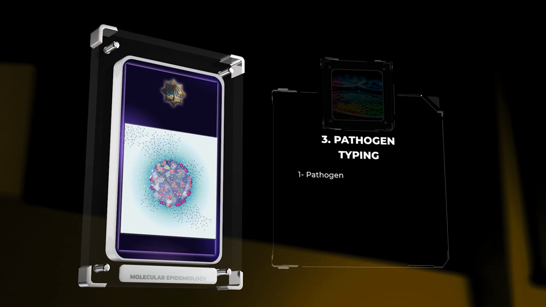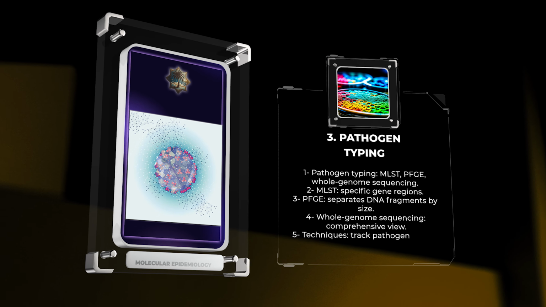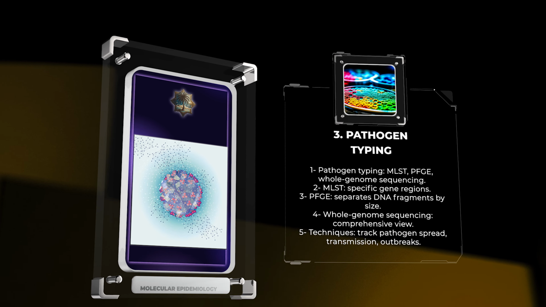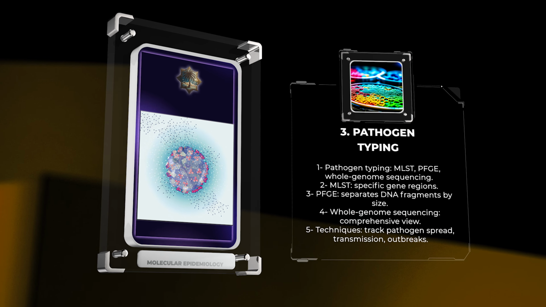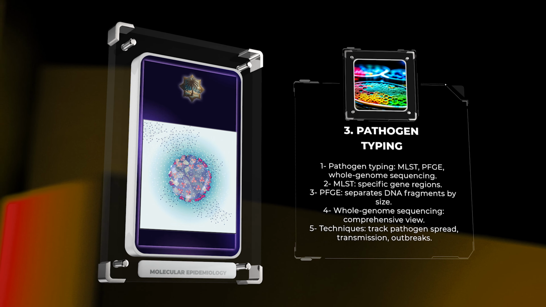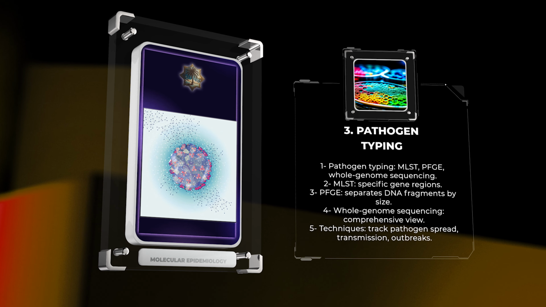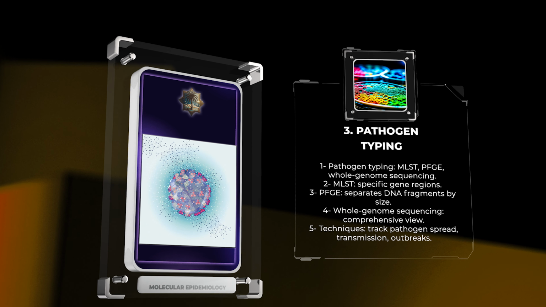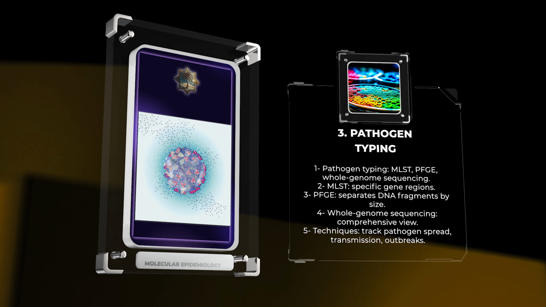strategies. Pathogen typing classifies strains based on genetics, using methods like MLST, PFGE, and whole genome sequencing. MLST sequences specific gene regions, PFGE separates DNA fragments by size, and whole genome sequencing provides a comprehensive view. These techniques help track pathogen spread and transmission during outbreaks.